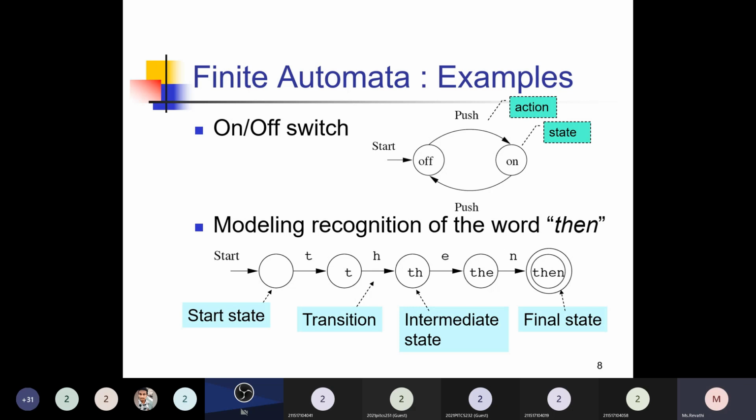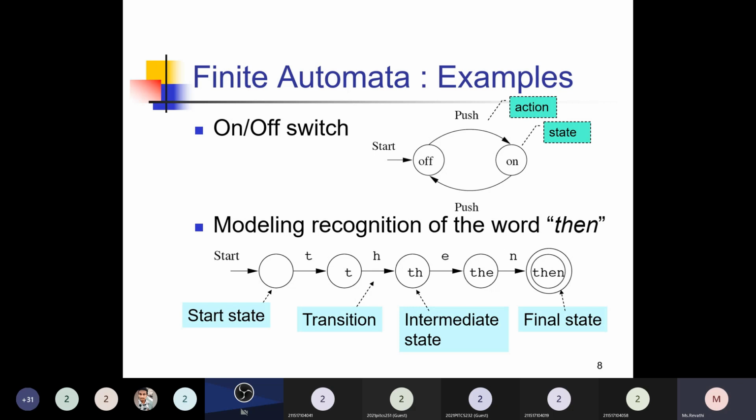Initial state. Okay, wow. So coming to the last circle, we have two circles, a double circle. This is nothing but the accept state or final state. Any string, what is a string? It is a collection of alphabet.